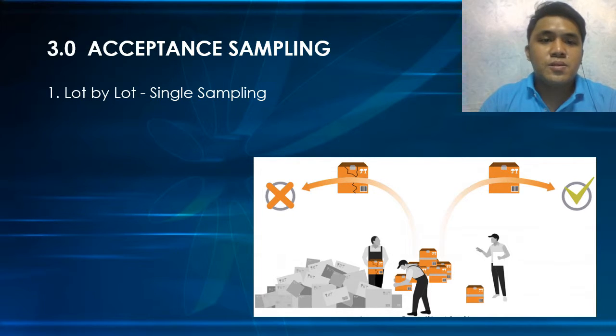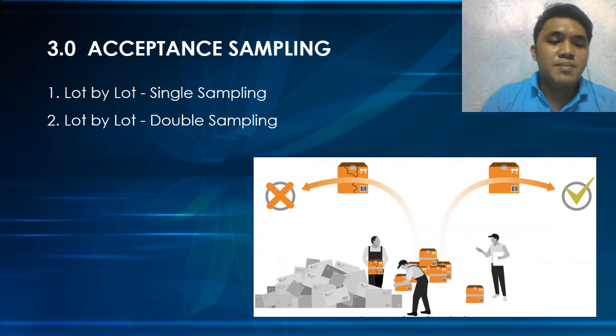The procedure is to take a random sample of size n and inspect each item. If the number of defects does not exceed the specified acceptance number, the consumer accepts the entire lot. Any defects found in the sample are either repaired or returned to the producer. If the number of defects in the sample is greater than the acceptance number, the consumer subjects the entire lot to 100% inspection, or rejects the entire lot and returns it to the producer.